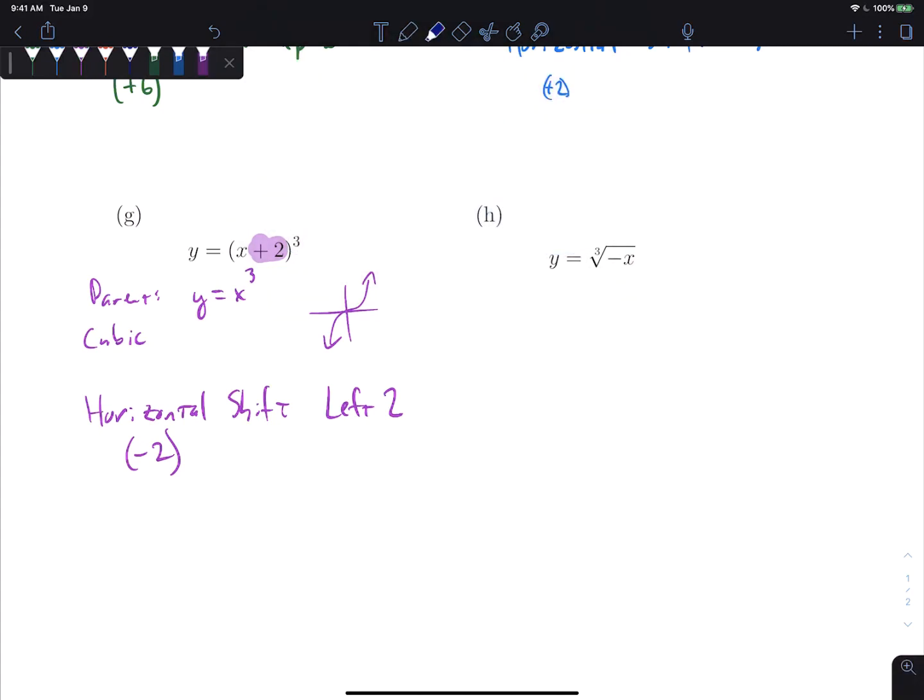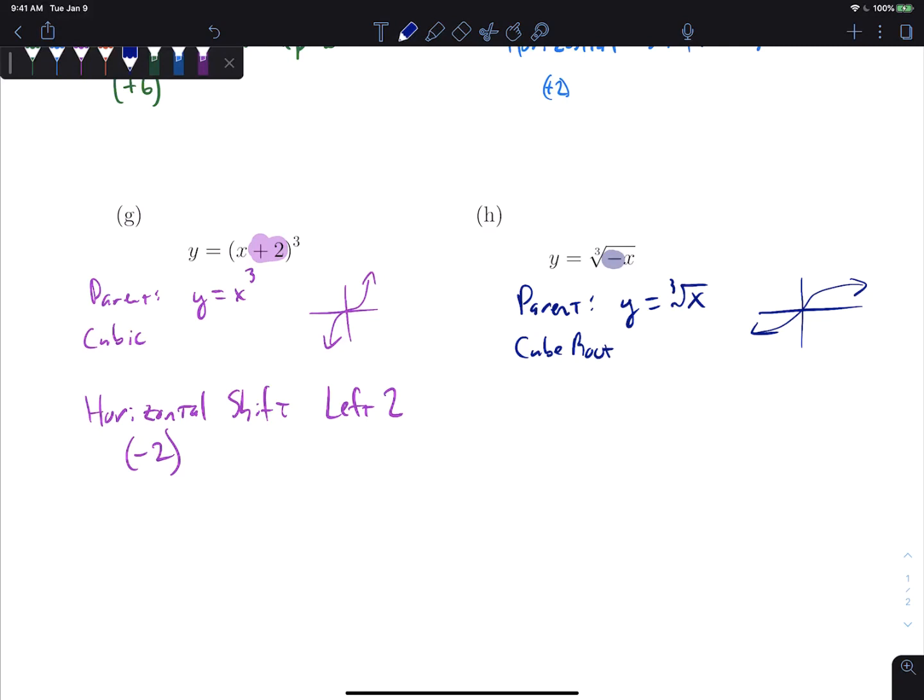Now for letter H, y equals the cube root of negative x. Notice that we have a negative there. It's inside the parentheses, therefore it's going to affect the x. And that's going to make the parent function look like this. So the parent function is going to be the cube root function. And the cube root function, when graphed, looks like the weird s, but on its side.